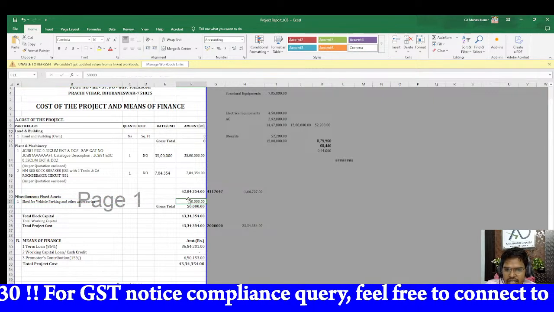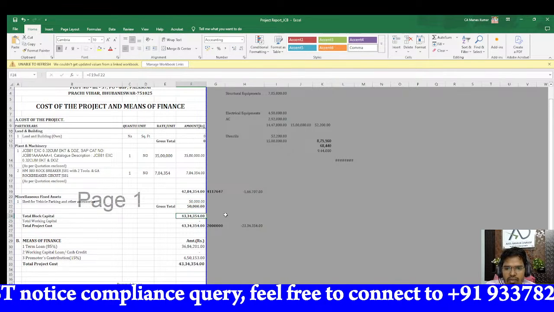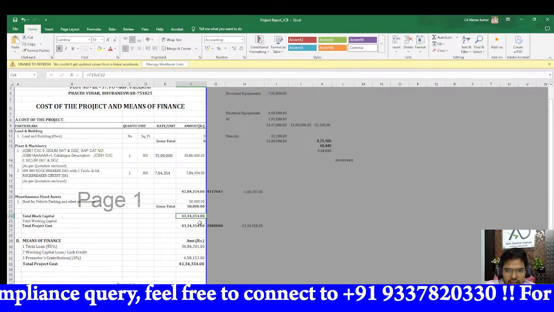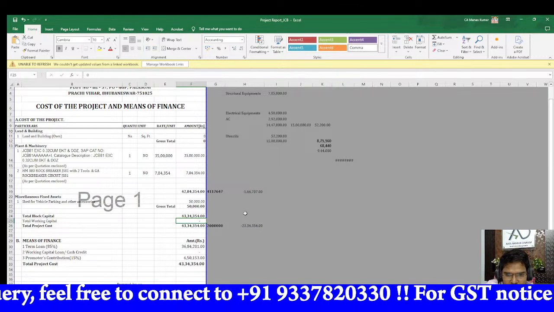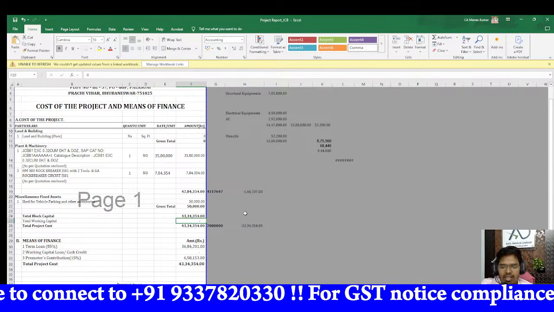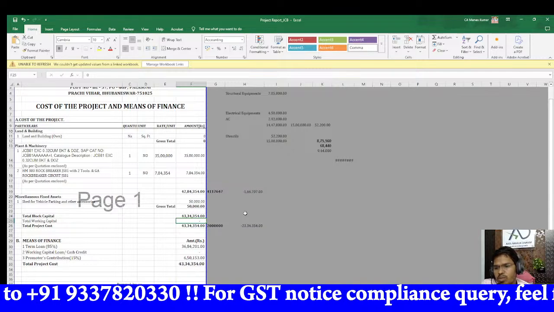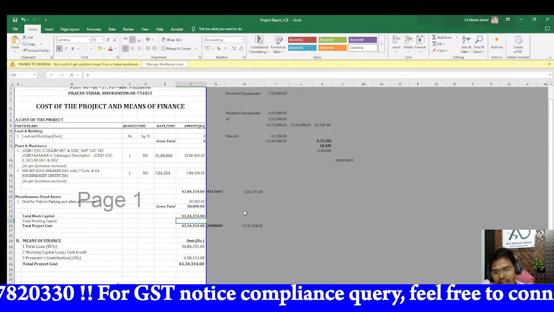Approximately, after aggregating all the capital items, it comes to 43 lakh 34,354. In my case, my party is not interested in working capital. If you are interested in a working capital project report, then I will prepare another video in which the project report, including the working capital, will be clearly mentioned.